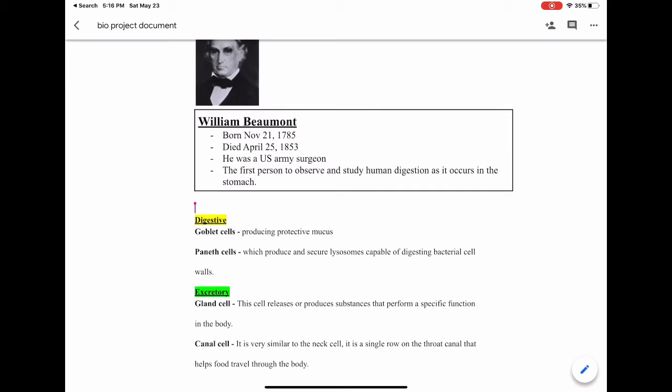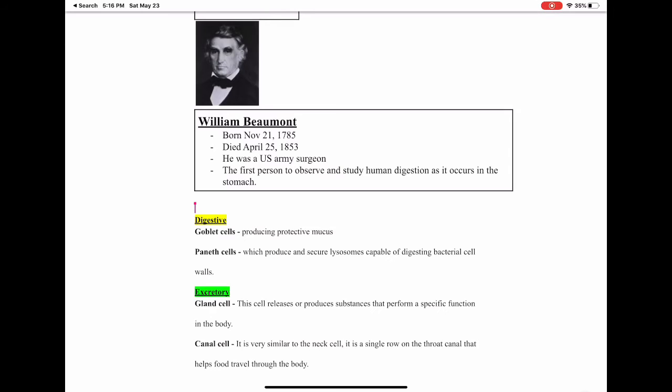And then the two cells in the excretory system that are needed are the gland and canal cells. The gland cell is a cell that releases or produces substances that perform a specific function in the body. So the gland cells are used to make sure that certain substances in the body are brought to a certain area in the body where they're needed the most, not just let out to anywhere in the body. It's used for a certain purpose and a certain reason.